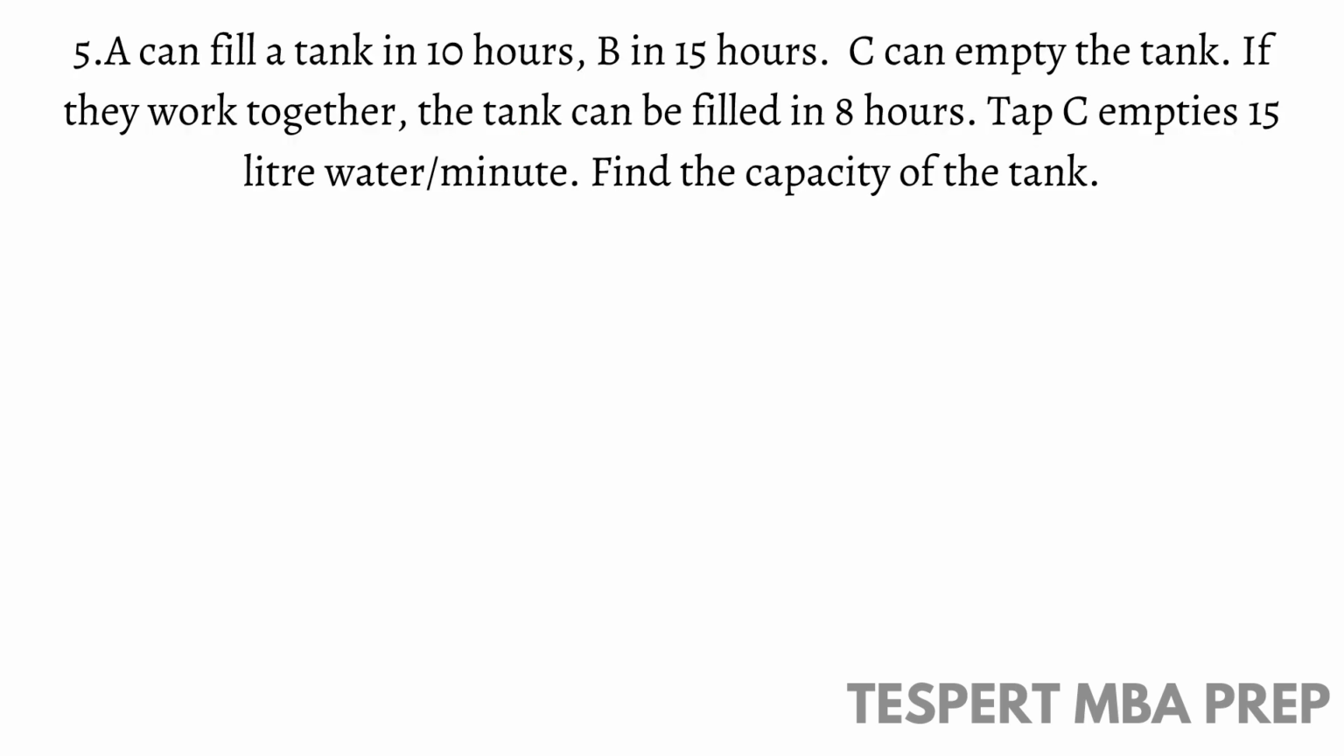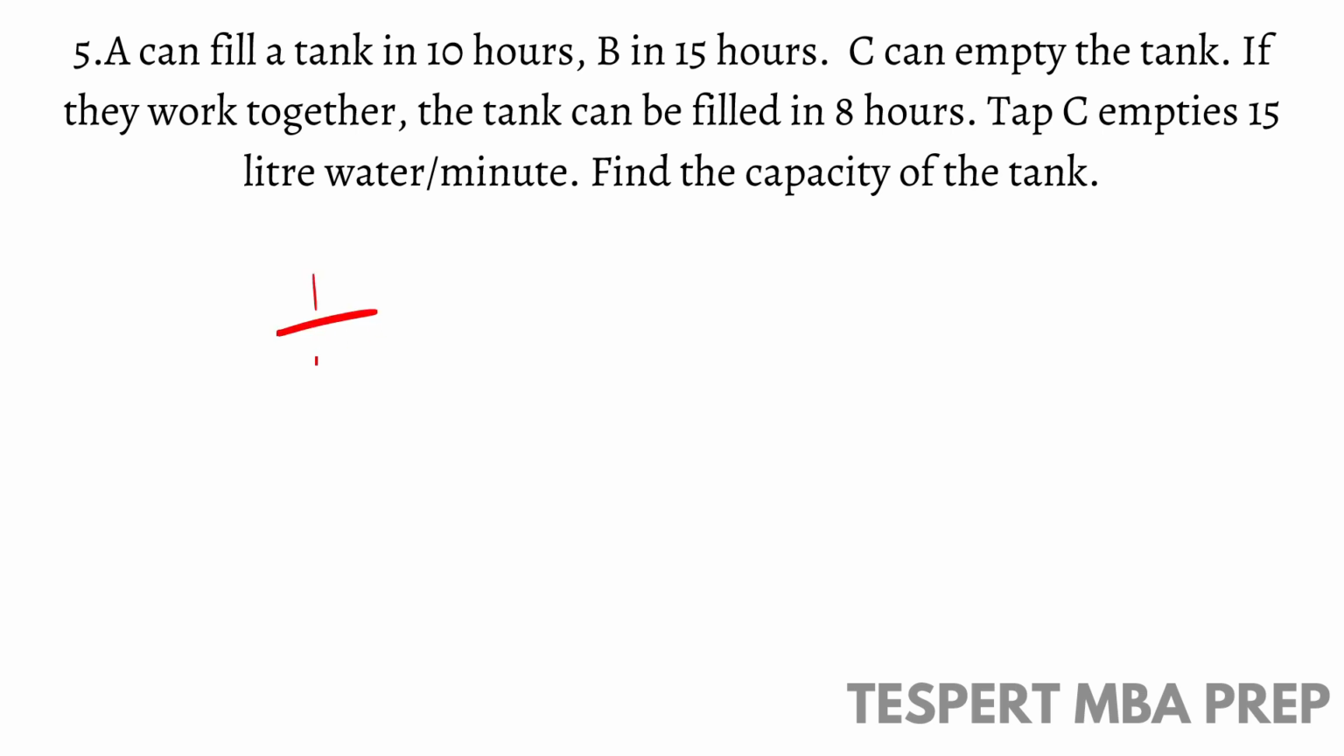So let's move on to the fifth question. A can fill a tank in 10 hours, B can fill it in 15 hours, C can empty the tank, and if they work together, the tank can be filled in 8 hours. Tap C empties the tank at a rate of 15 liters per minute. So find the capacity of the tank.